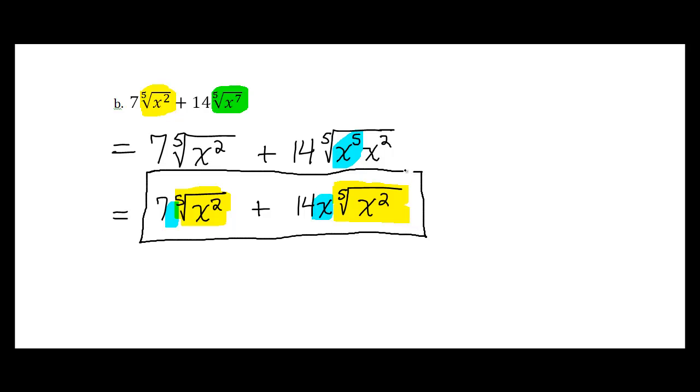They have to not only have the same radicals, but if there's a variable on the outside, they have to have the same variables as well. Now, if there was an x in front of that 7, or after that 7, then we know that we can add 7x and 14x, and that would have given us 21x times the fifth root of x squared. But that wasn't the case in this example.